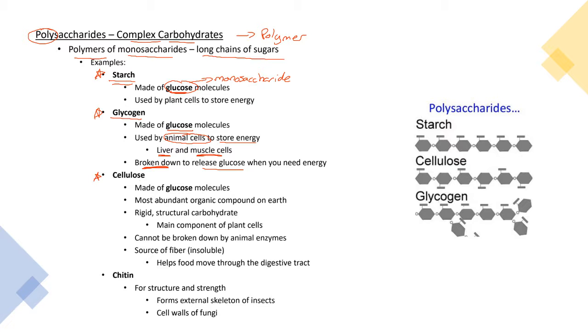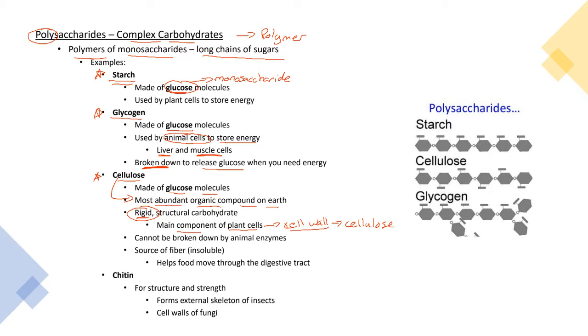Cellulose is another polysaccharide. Again, it's made of glucose molecules. Cellulose is the most abundant organic compound on Earth. You're going to see that a lot in plants. Cellulose is very rigid, a very strong type of polysaccharide, and it's the main component of plant cells. That's something I want you to know. Plant cells have something called a cell wall, and the cell wall of plants is made of, guess what? Cellulose.